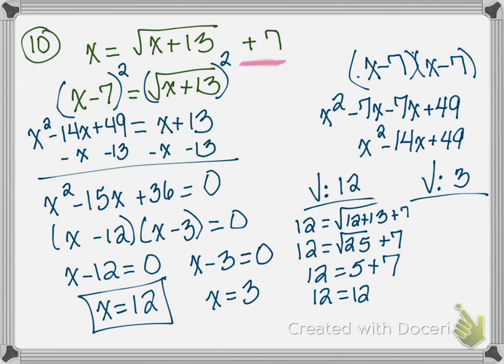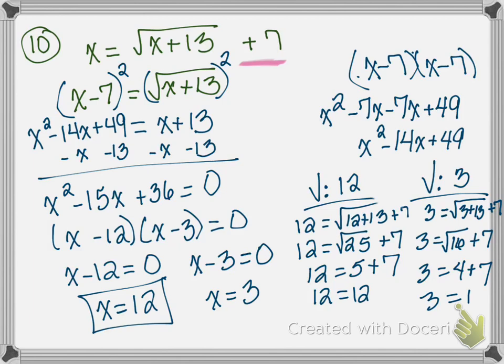When I plug 3 in, I have 3 equals the square root of 3 plus 13, plus 7. 3 plus 13 is 16, so I have the square root of 16. Square root of 16 is 4. Does that work? No. So I have got to mark that out. I have to indicate that that doesn't work, and that's called an extraneous solution.